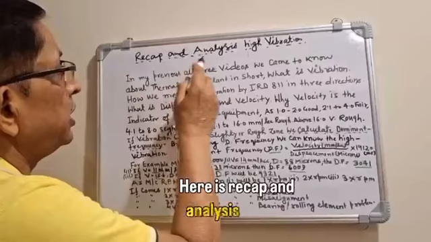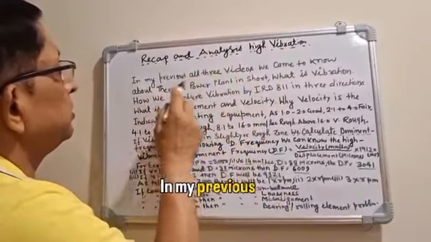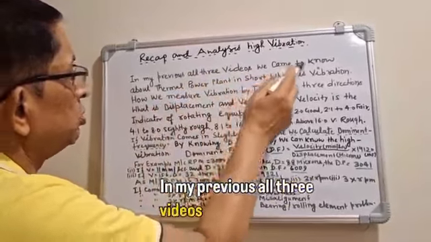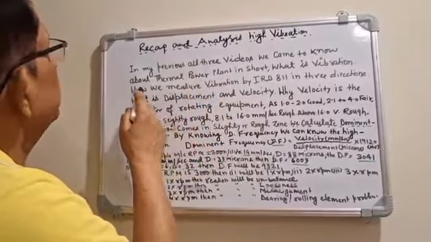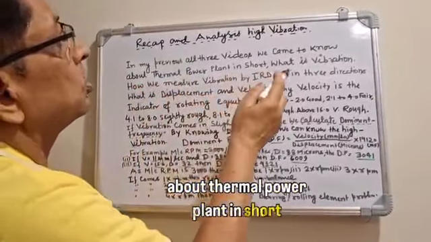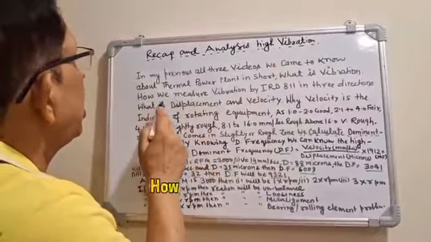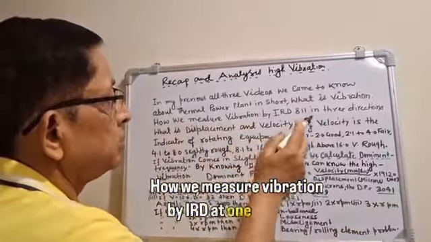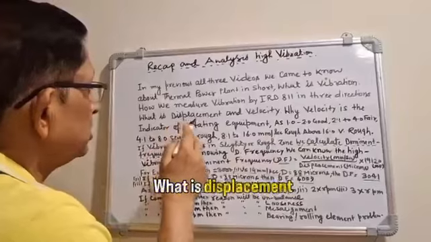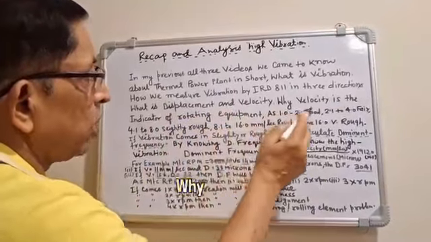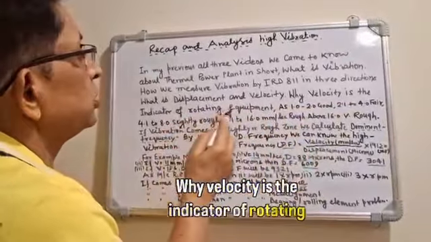Here is a recap and analysis of high vibration. In my previous all three videos, we came to know about thermal power plant in short, what is vibration, how we measure vibration by IRD 811 in three directions, what is displacement and velocity, and why velocity is the indicator of rotating equipment.